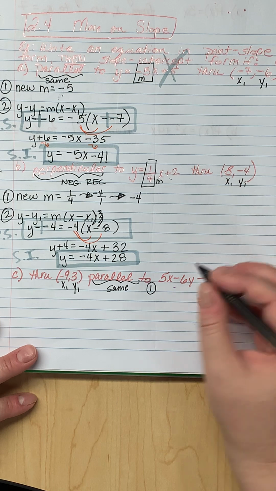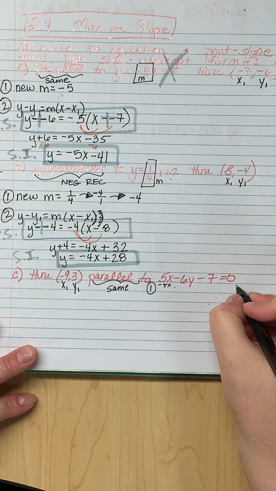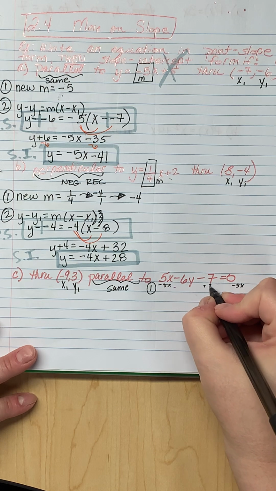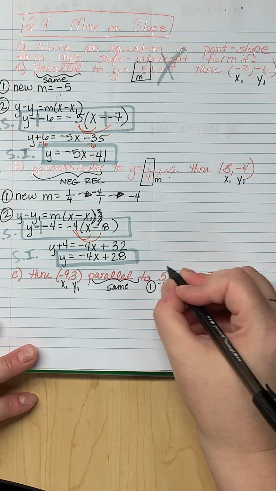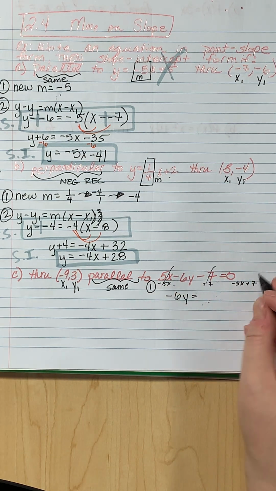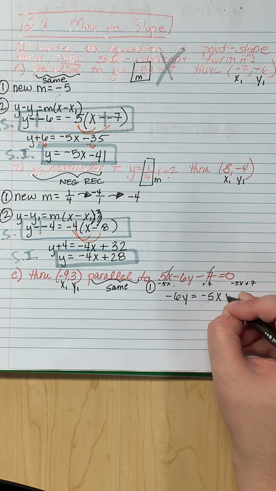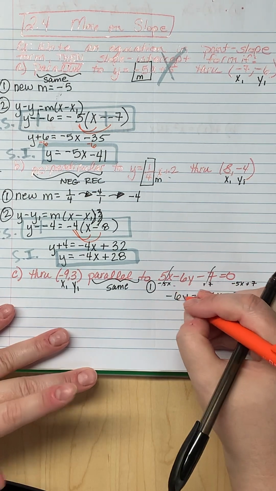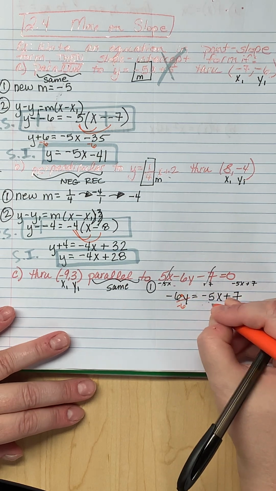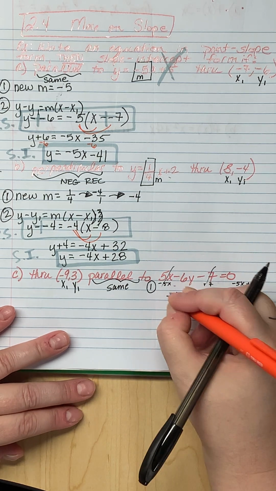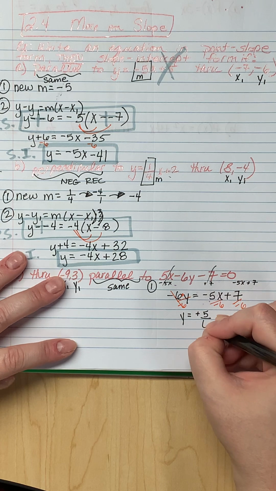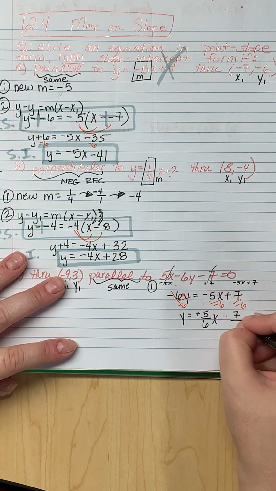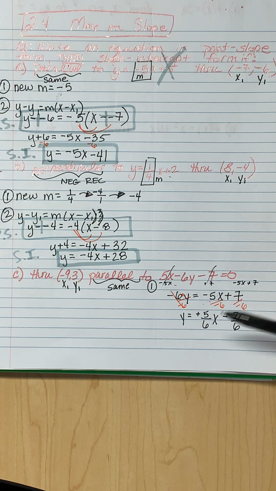Go! So I'm going to subtract the 5x. I'm going to add the 7. And you get negative 6y equals mx plus b, negative 5x plus 7. Then this negative 6 is multiplying, so we're going to divide. And we get y equals positive 5 over 6x minus 7 over 6. I got a positive 5 over 6 because a negative divided by a negative is a positive.